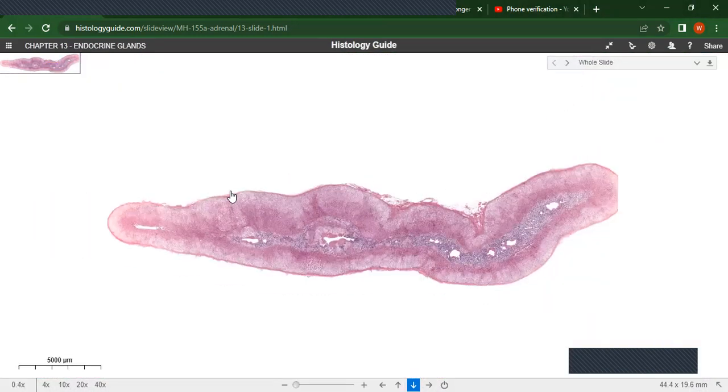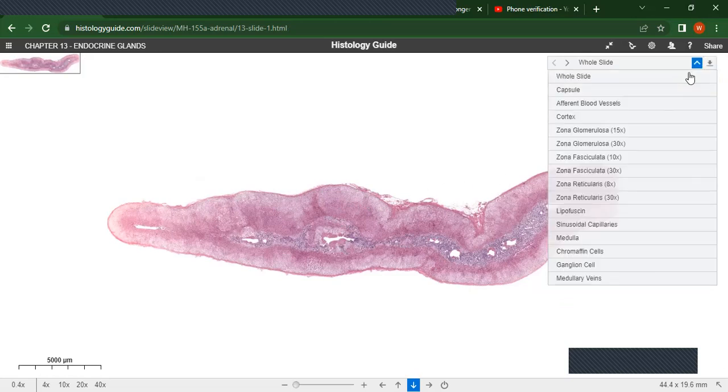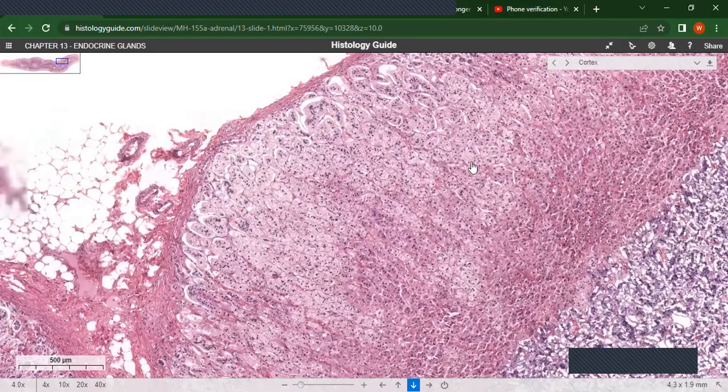So it is tongue-shaped. It has a capsule, a cortex, a medulla. The cortex has three layers: the zona glomerulosa, the outermost. The middle one is the zona fasciculata. The innermost is the zona reticularis. So here, this is the zona glomerulosa, has arching cords. Here the cells are arranged in columns. Here we have anastomosing cords.